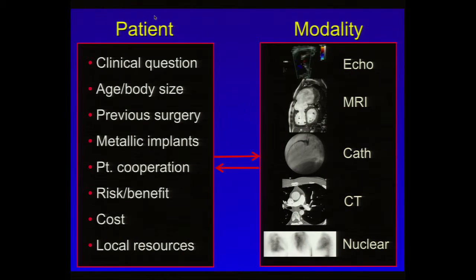We have to consider what the clinical question is. What is the patient's age, body size? Has the patient had previous surgery? Metallic implants, yes, no. Patient cooperation, is the patient able to lie still and cooperate with whatever modality or whatever test we are asking the patient to go through? What's the risk and benefits of the test, the cost, and local resources?